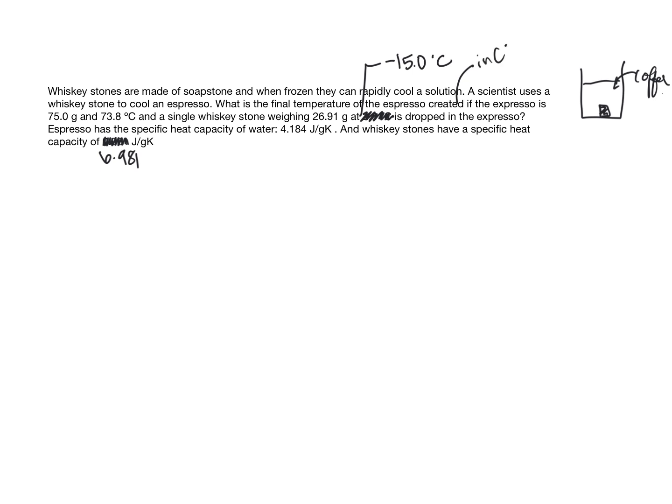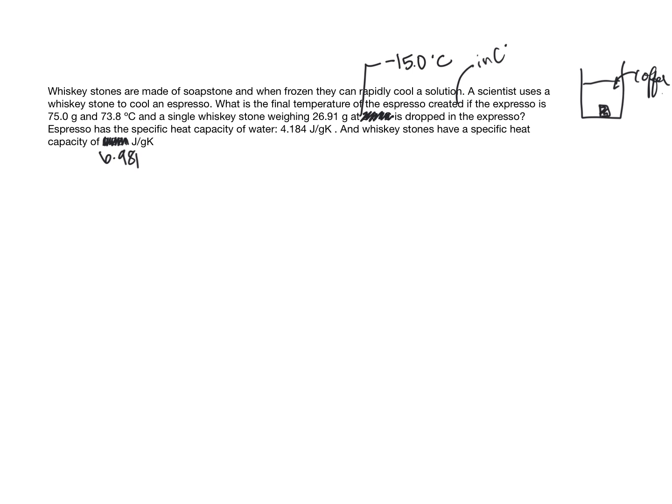If the espresso is 75 grams and 73.8 degrees Celsius, and a single whiskey stone weighing 26.91 grams at negative 15 degrees Celsius is dropped in the espresso. Espresso has the specific heat capacity of water, 4.184 joules per gram Kelvin, and whiskey stones have a specific heat capacity of 6.981 joules per gram Kelvin.